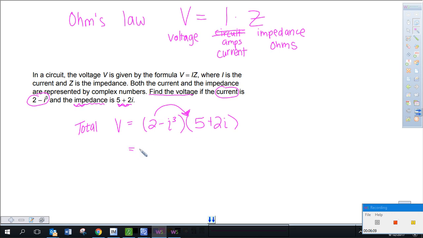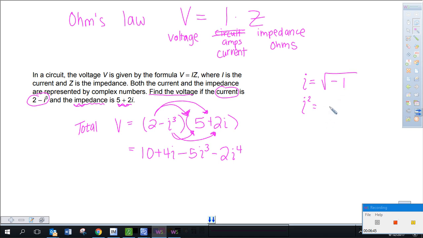So 2 times 5 is 10. 2 times 2I is positive 4I. Negative I cubed times 5 is negative 5I cubed. And negative I cubed times 2I is going to be negative 2I to the fourth. Right now I don't have any like terms. But I also know that I cubed and I to the fourth can simplify. Remember, our definition of I is the square root of negative 1. So I squared, if I square that value, I get negative 1.